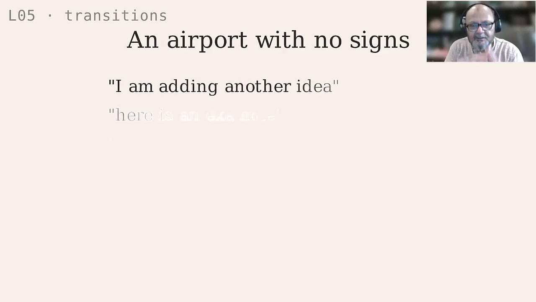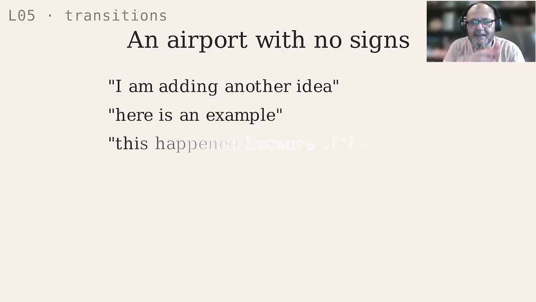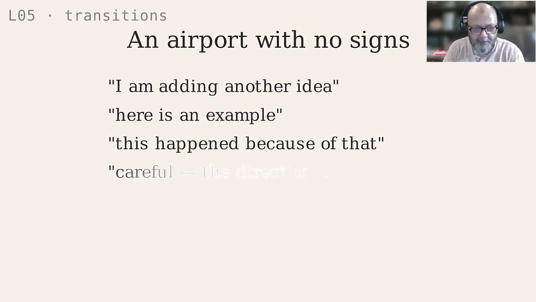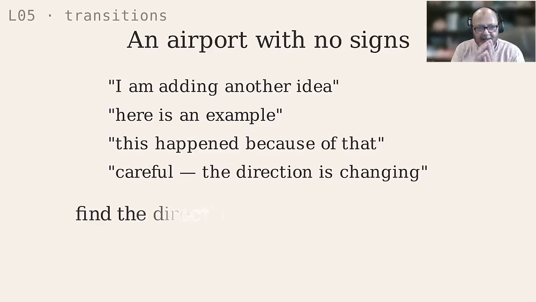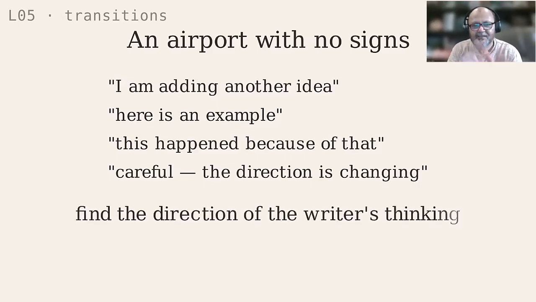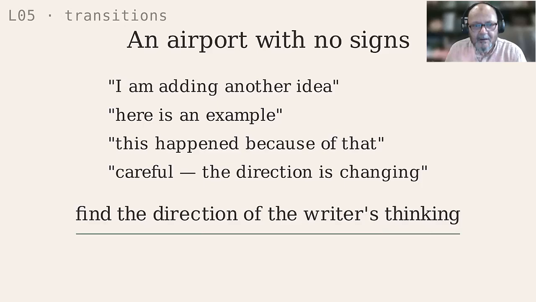That is what a paragraph feels like without transitions. Transitions are directional signs for the reader. They tell us where the writer's thinking is going, right? A transition may tell us, I'm adding another idea. Here is an example. This happened because of the previous idea. Or be careful, the direction is about to change. Your job on SAT is not to choose the fanciest word. Your job is to identify the direction of the writer's thinking.